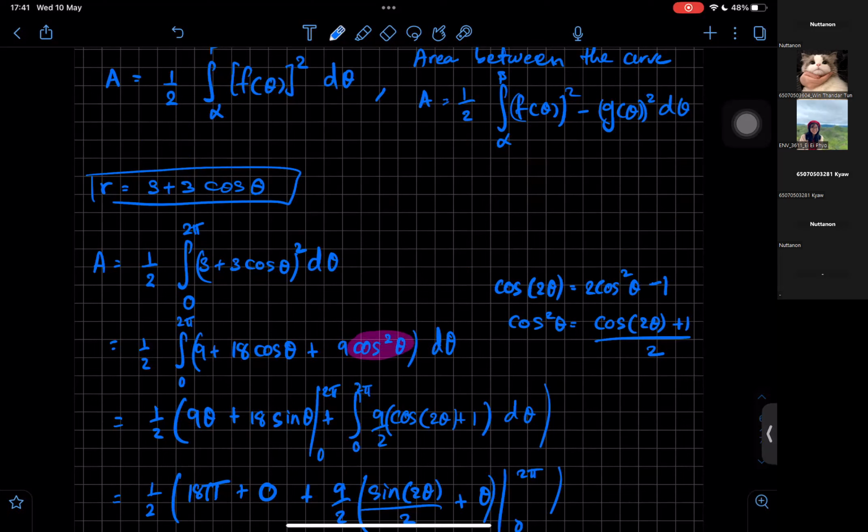Okay, if somehow they ask you to find the area between some curves, that's going to be a bit more difficult. Let me find some example for you.